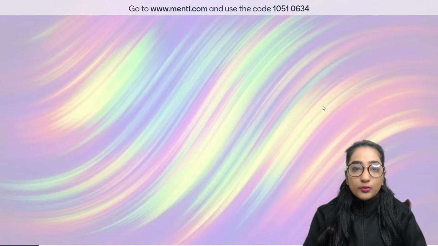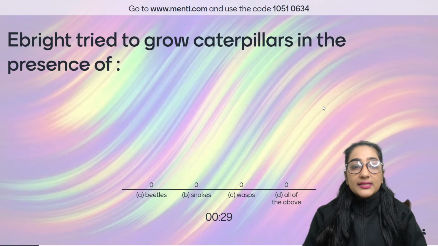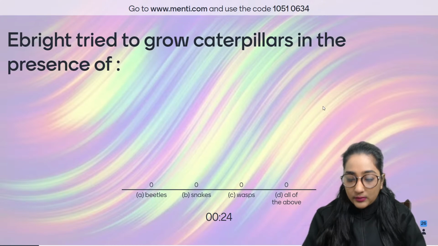Now, moving to the next question. Question number 3 on your screen. Let's see what it talks about. April tried to grow caterpillars in the presence of what? What exactly is the answer? Beetles, snakes, wasps, or all of the above? What exactly is the right answer, guys? A, B, C, or D?